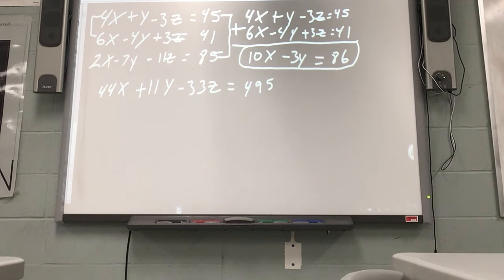Alright, so now, if we all agree on that, we're gonna multiply the bottom equation by 3 to get a 33, so it's gonna make 6x minus 21y minus 33z. And I need to know what 85 times 3 is. 255.